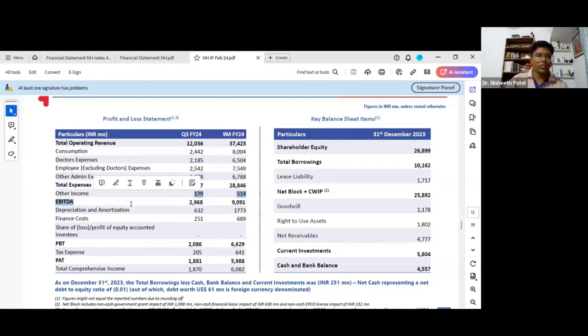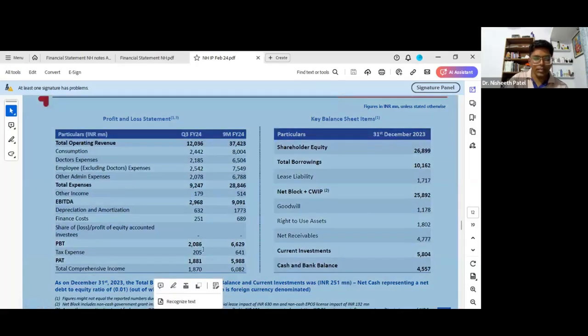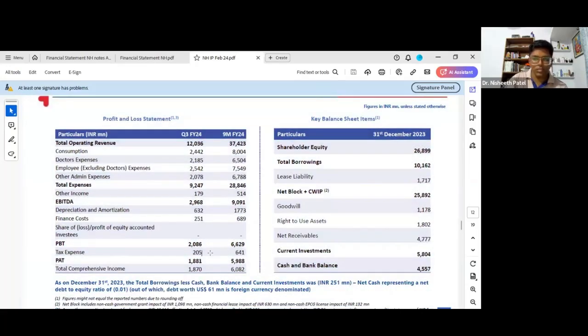Now you are able to correlate the things, and this is the profit before tax, and this is the tax expense. They have paid around 10% of taxes, 2005 million, and the total profit after tax is 1881.